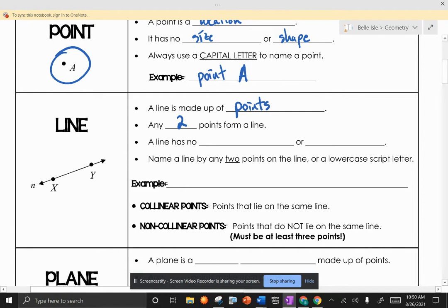Okay. So again, similar to the point, when we're talking size and shape, a line has no specific thickness or width. You name a line by the name of any 2 points that are on the line, or the lowercase script. So a dot, one-dimensional. A point. Yeah, a point is one-dimensional. These are all 2D, technically.